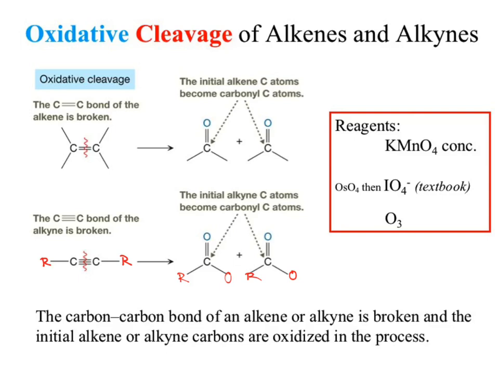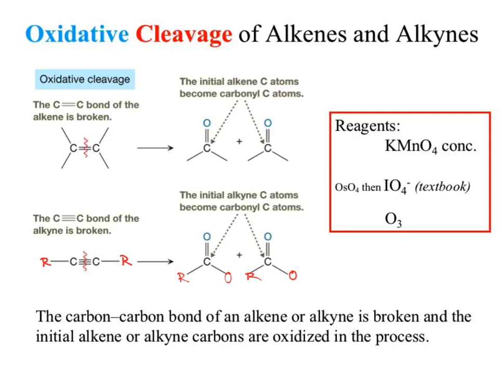Okay? Reagents for this, permanganate will do this. Osmium, then periodate will do this. And then ozone is the other big one. Okay, so ozone and permanganate are the big classic examples. Every so often you'll see reference to periodate doing the same thing. Periodate can't do it on an alkene. Okay, what does it do it on?